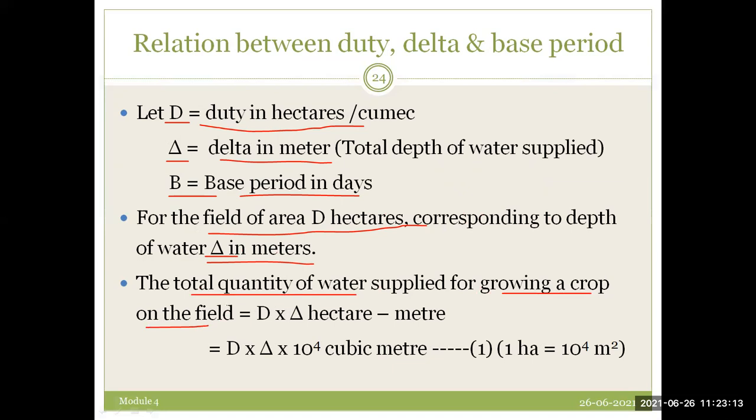So the total quantity is depth into area. The area is D and the depth is delta, so D into delta hectare meter. One hectare is 10 power 4 meter square. So you get D into delta into 10 power 4 meter cube, which we take as equation number 1.